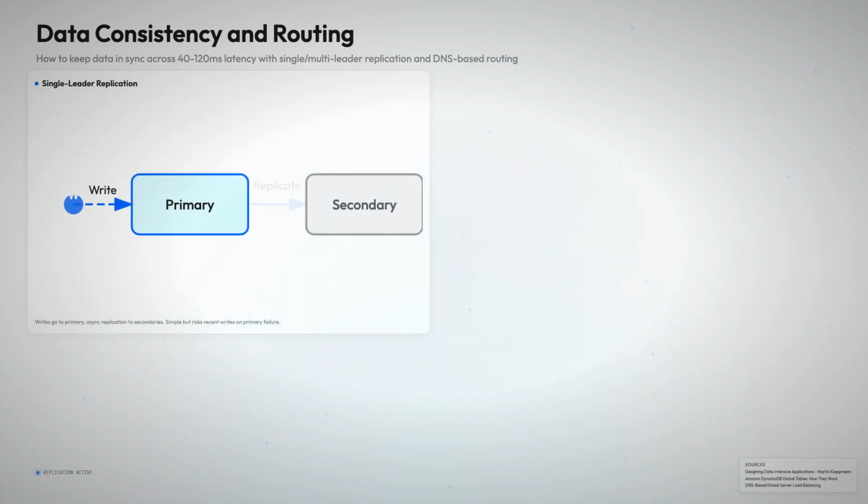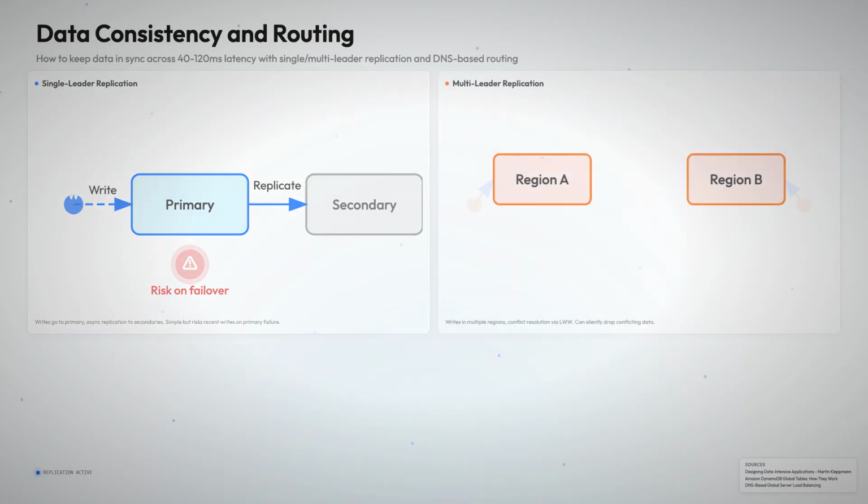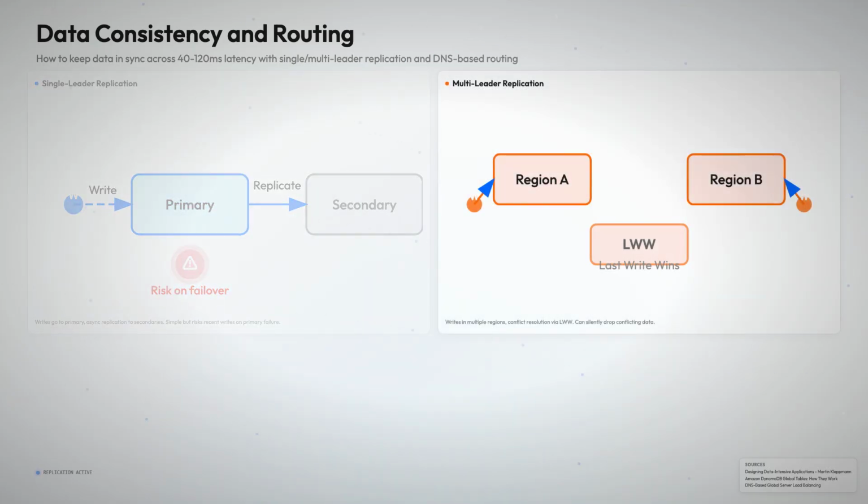Data consistency is critical across regions separated by 40 to 120 milliseconds of latency. How do you keep data in sync? Single leader replication is simplest. Writes go to one primary region, replicated asynchronously to secondaries. Risk: if the primary fails, you might lose recent writes.